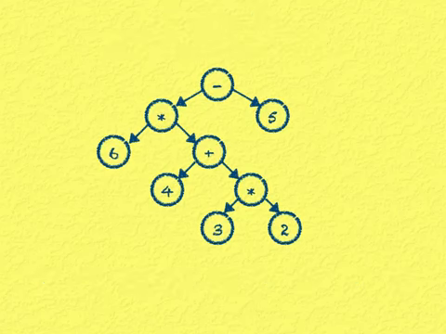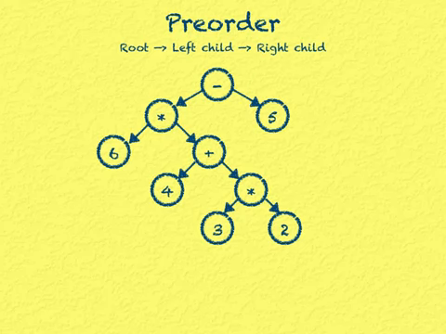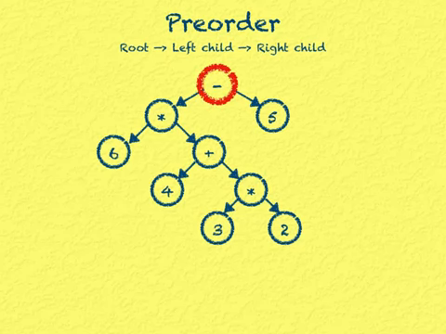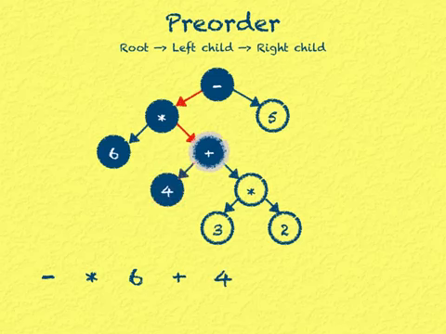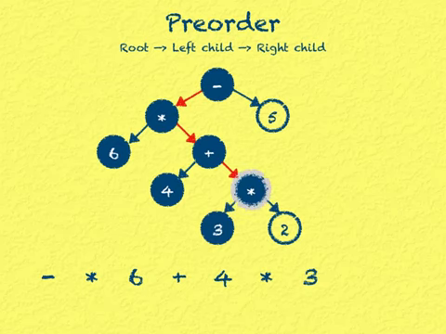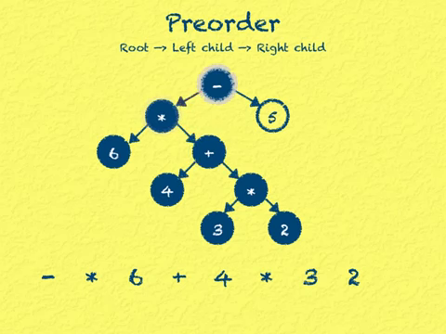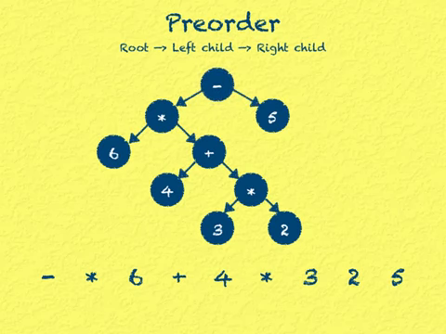To get the prefix expression, I'm going to do a pre-order traversal, which visits the root, then the left child, then the right child. And that would be my prefix expression.